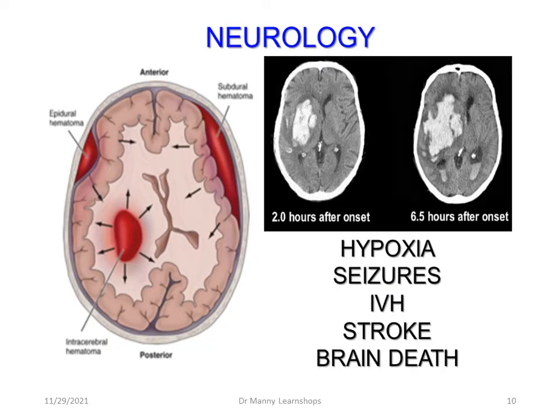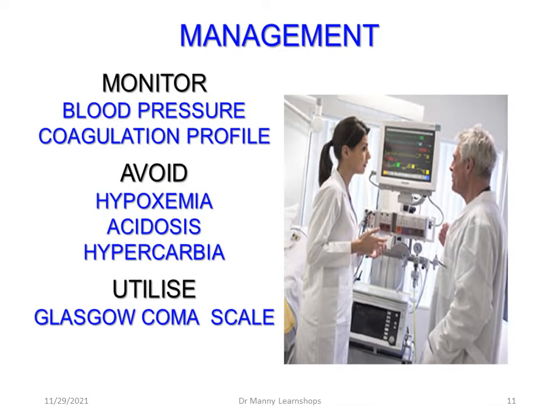When it comes to neurology, some of the potential complications could be hypoxemia associated with seizures, intraventricular hemorrhages, stroke, even brain death. The management: monitor blood pressure, the coagulation profile, and avoid hypoxemia, acidemia, hypercarbia, and utilise some sort of neurology tool such as the Glasgow Coma Scale.